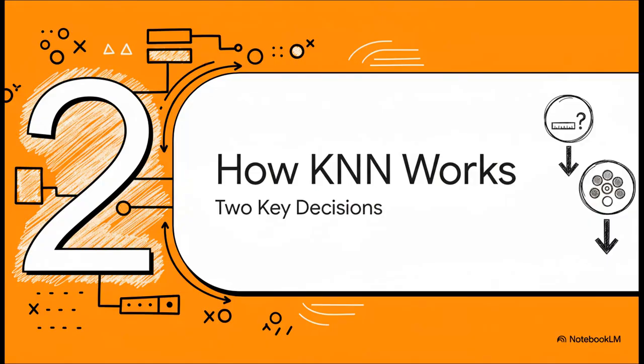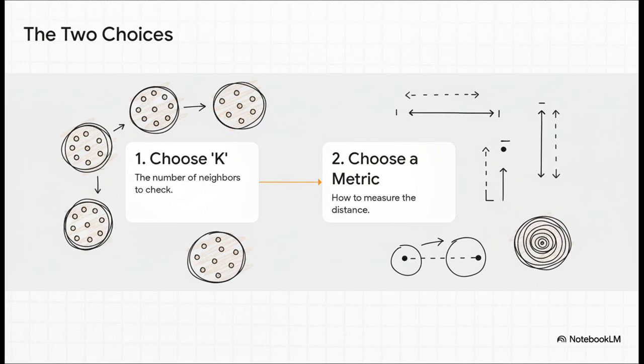So, how does this actually work when you're using it? Well, it all boils down to making just two key decisions. It's actually pretty straightforward, so let's break them down. First, you have to choose K. And K is just a stand-in for the number of neighbors you're going to listen to. Are you going to ask just one neighbor for their opinion, or maybe 5 or 10? And second, you have to decide what close actually means. How are you going to measure that distance?